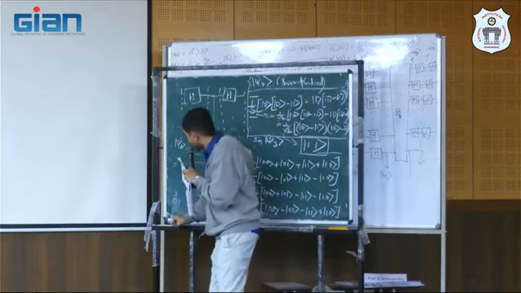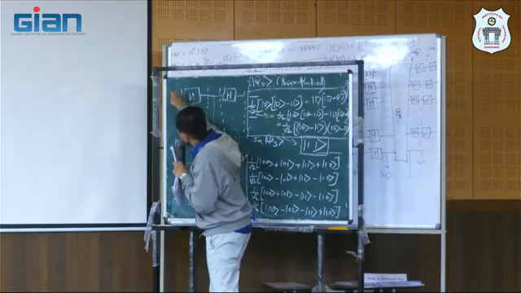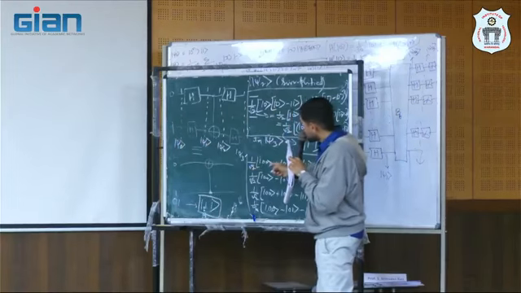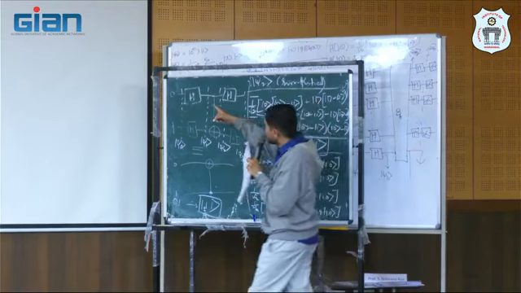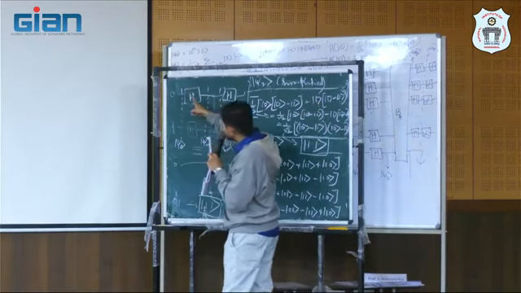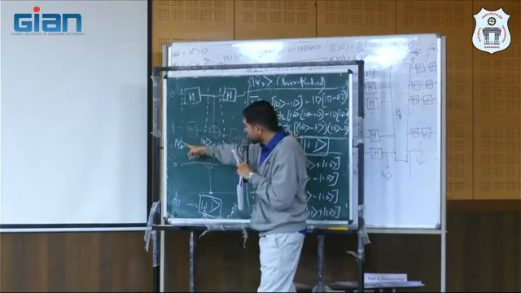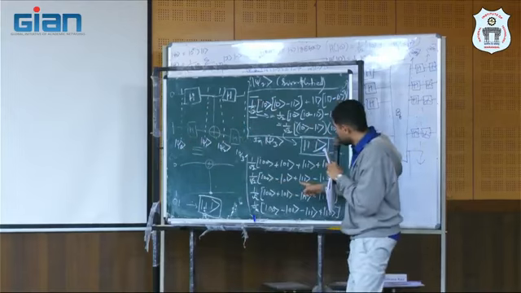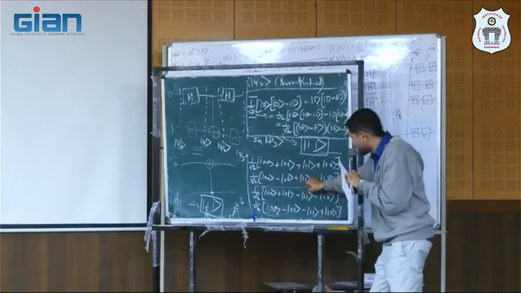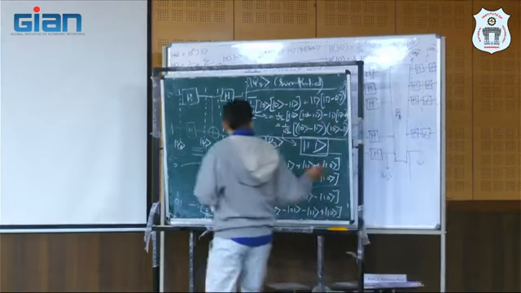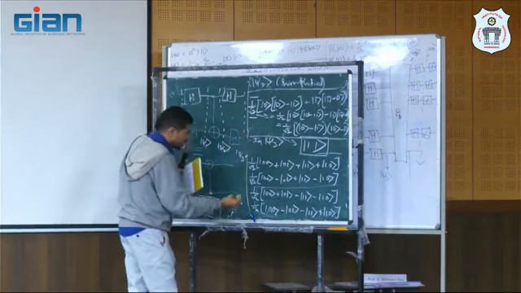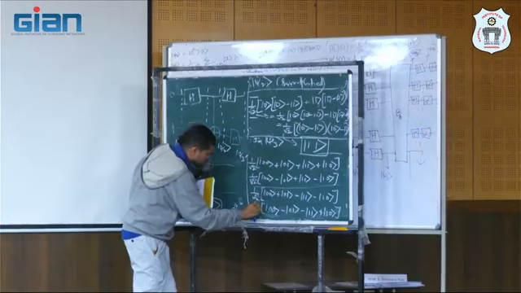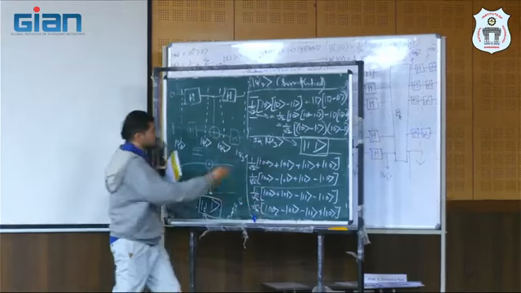So second case we have 0 here, 1 here. After Hadamard, 0 will be ket 0 plus ket 1 by root 2, and this will be ket 0 minus ket 1 by root 2. So everywhere this should be 1 by root 2 squared, which in other words is 1 by 2, correct.